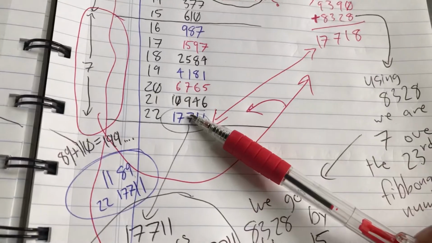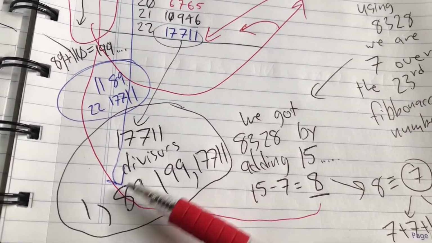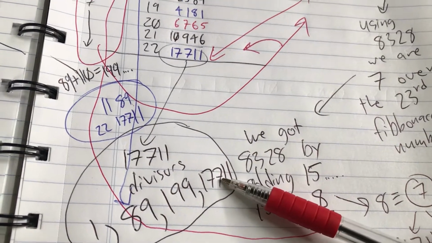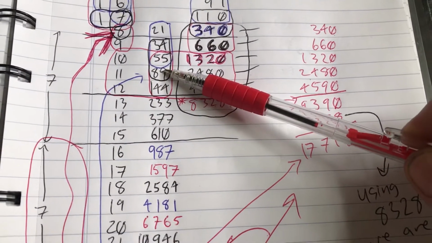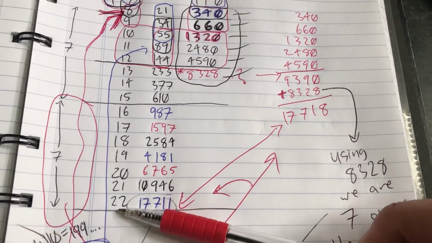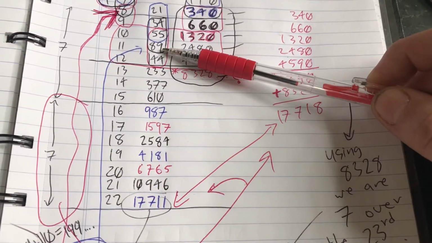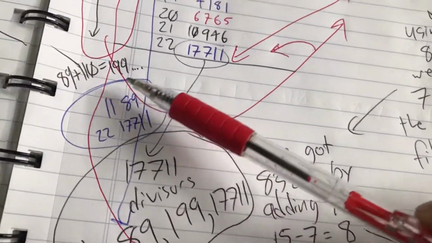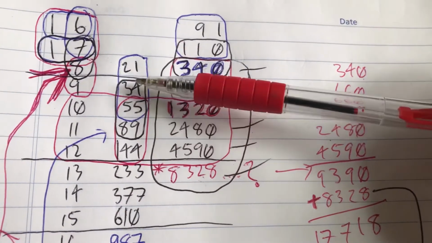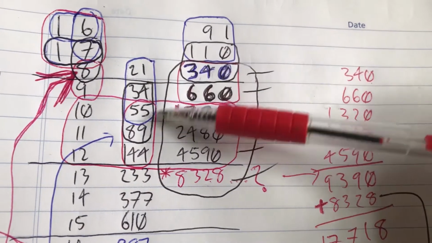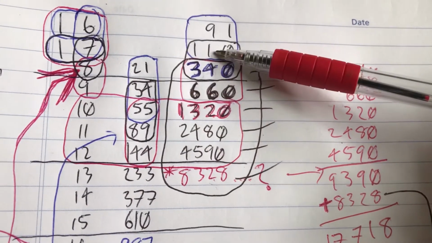Not only that, 17711. I want to know what the divisors were. They're 89, 199, and 17,711. And I was like, okay, well, I have an 89. It's beside an 11, and then this one's beside the 22. It's the 23rd thing and the 12th thing. And I said to myself, 199 is just 89 plus 110. And 89 plus 55 plus 34 plus 21 is 110. 55 and 55 is 110.